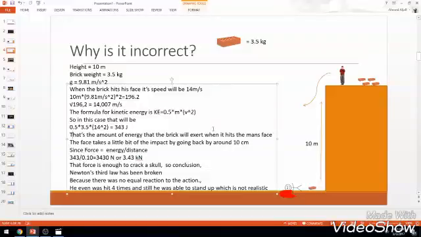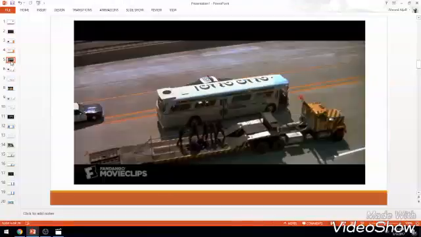His face goes back by a distance of around 10 centimeters, and the rest is all absorbed by his face. So, since force is energy divided by distance, 343 divided by 0.10 meters is 3,430 newtons, or 3.43 kilonewtons, which is a force enough to crack a skull and kill you. So, conclusion: Newton's third law has been broken because there was no equal reaction to this action. And he was even hit four times, which makes it even more unrealistic. Let's move on to the next scene.